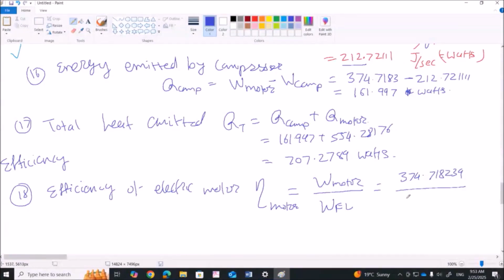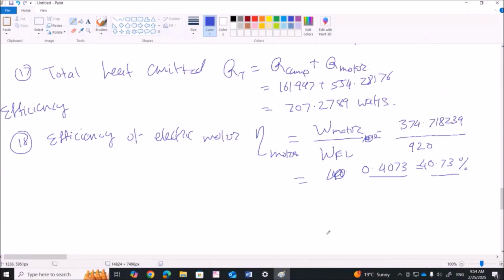374.718239 divided by WEL 290. So what gets cancelled? Before multiplying by 100, I will convert. So this I will get 0.4073. I can write 40.73% by multiplying by 100. Now next, efficiency 19.